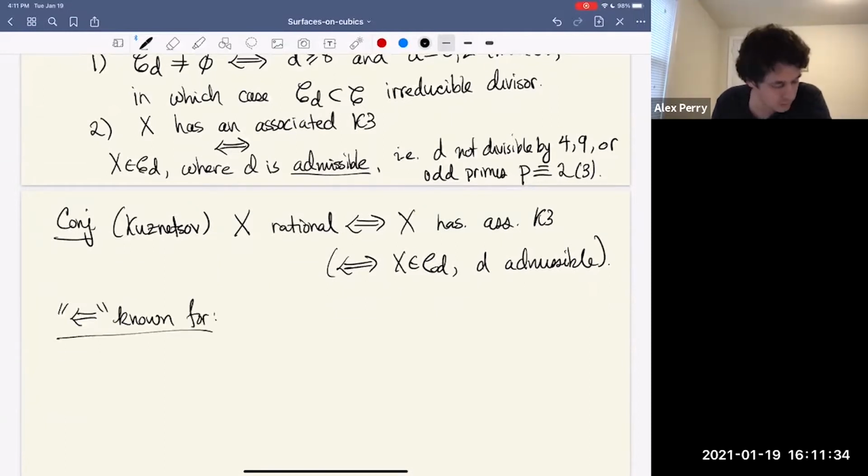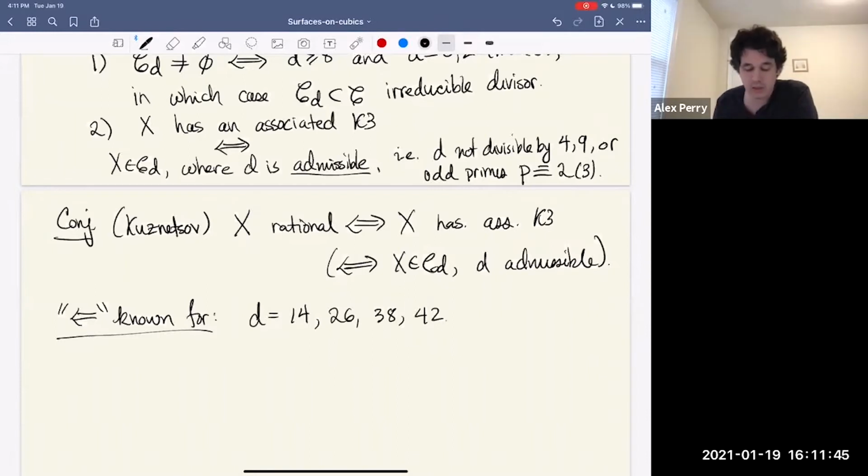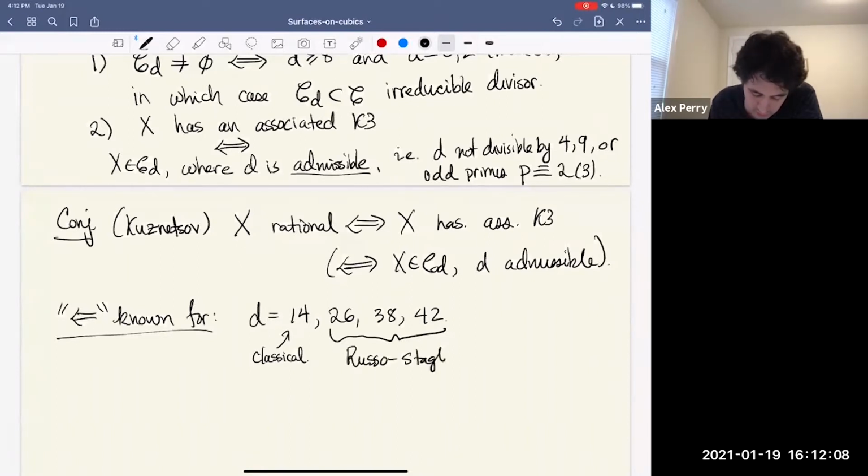So it's only in a very small number of cases, actually. So it's basically the first four admissible values of D. So if D is 14, 26, 38, or 42, this is known. And for D equals 14, this is, I'll just say, a classical result. I'm not exactly sure who to attribute it to. Beauville and Donagi certainly observed it, but I think it was known early, maybe by Fano. And these remaining three cases are much more recent. So that's work of Russo and Staglianò. And that's just in the last several years, these cases have been done.